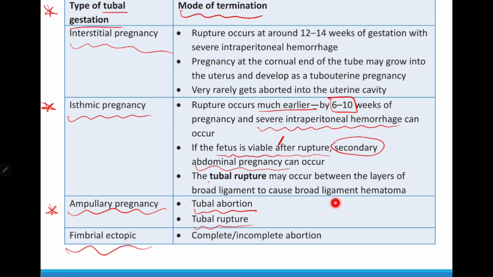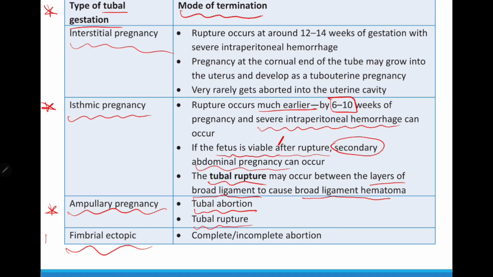Next is the tubal rupture. The tubal rupture may occur between the layers of the broad ligament to cause a broad ligament hematoma. So the possibilities for isthmic pregnancy are: rupture at 6 to 10 weeks with severe intraperitoneal hemorrhage, secondary abdominal pregnancy if the fetus is viable, and tubal rupture especially between the layers of the broad ligament, leading to broad ligament hematoma.